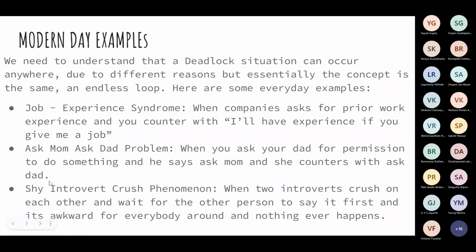And then when there are two shy introverts crushing on each other and they just wait for the other person to say that they like each other, but nothing's happening, so it's an endless loop. It's a waste of time. So that's basically what a deadlock is.